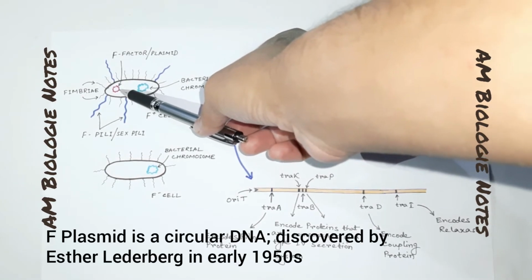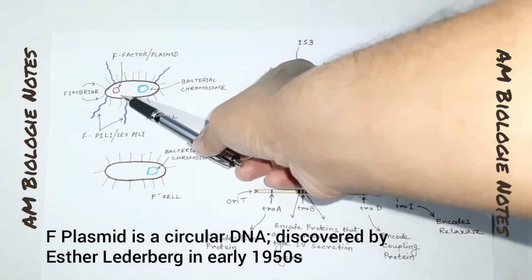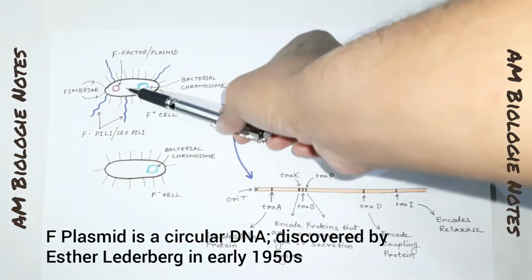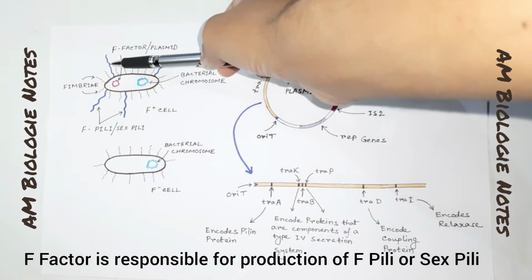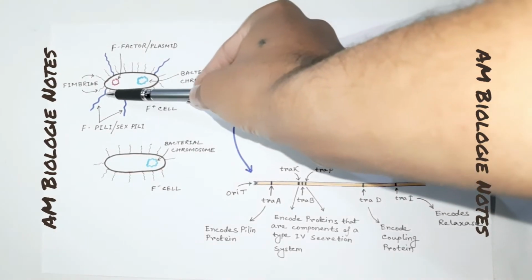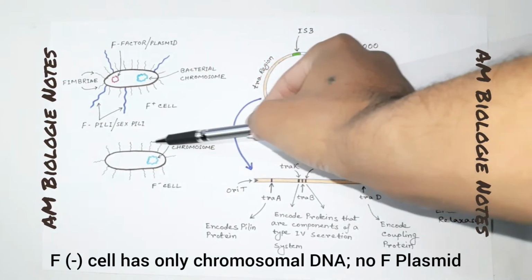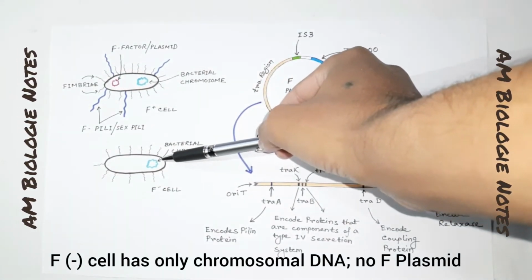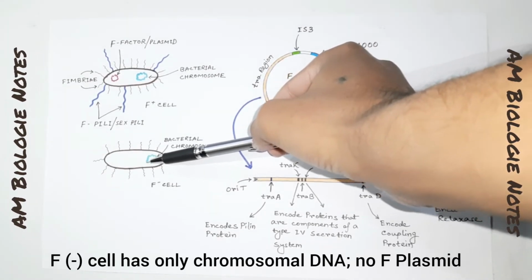It is a circular DNA. In the early 1950s, Esther Lederberg discovered this F factor. This F factor produces F pili or sex pili that play a major role during conjugation. This cell is F minus cell. It contains only bacterial chromosome and there is no F plasmid.